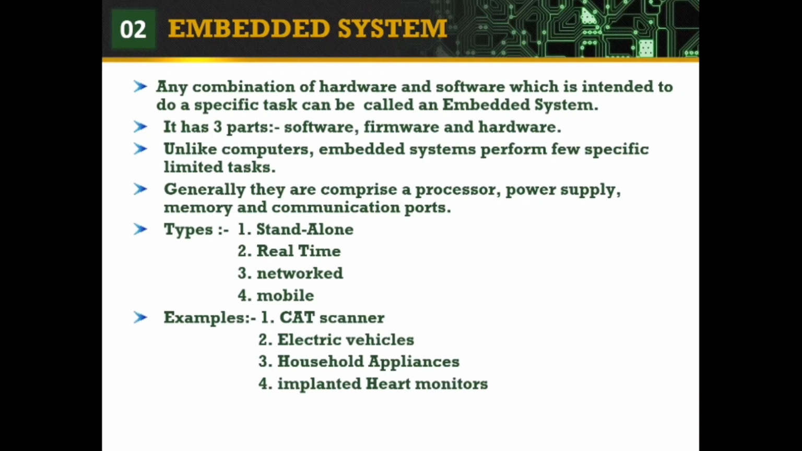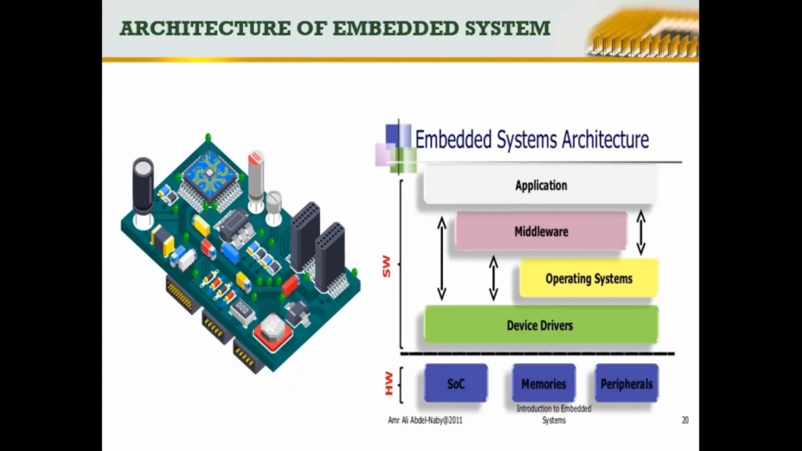These are some types of embedded systems: standalone, real-time, network, and mobile. Examples are CAT scanner, electric vehicle, household appliances, implanted heart monitors, etc. Then this is the architecture of an embedded system.